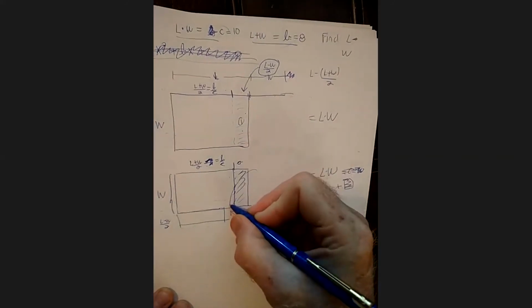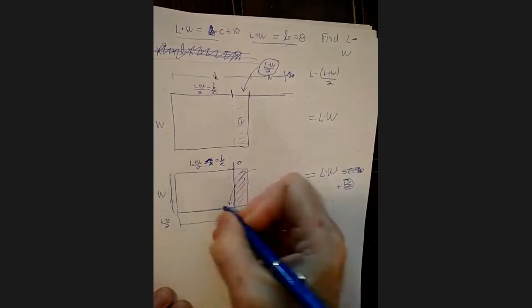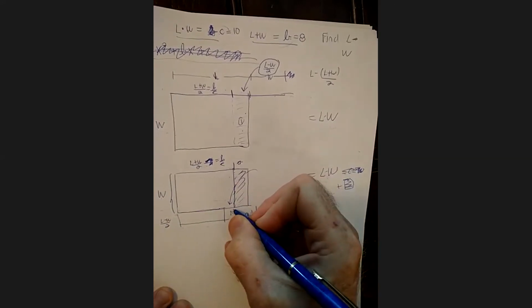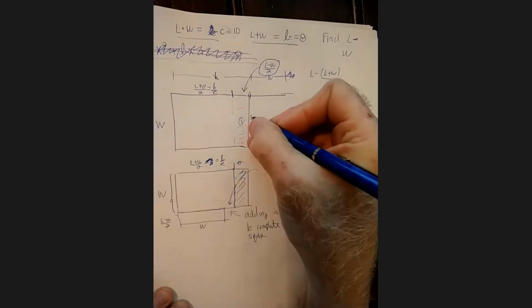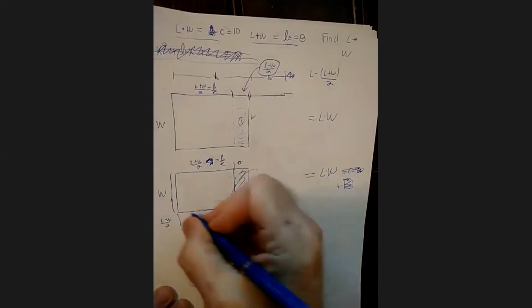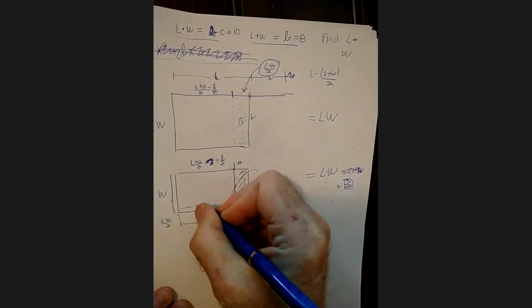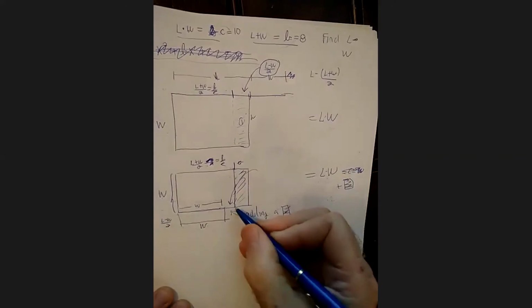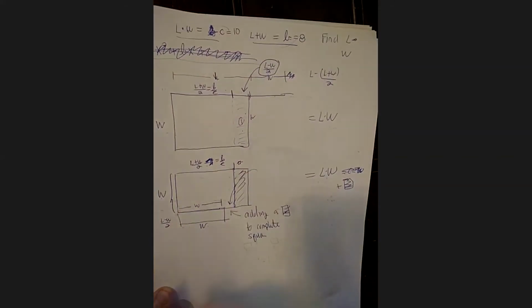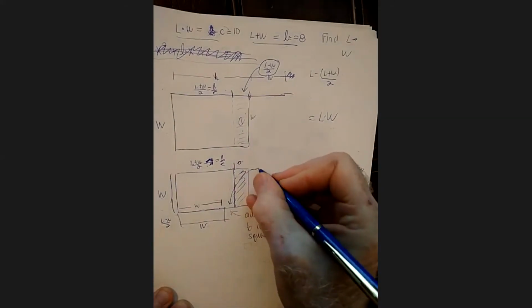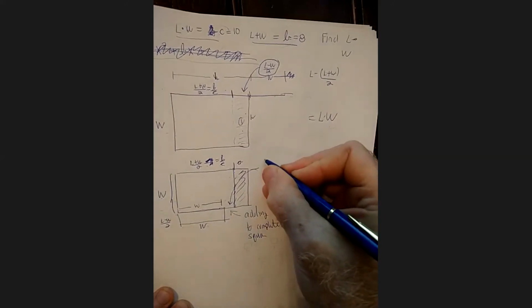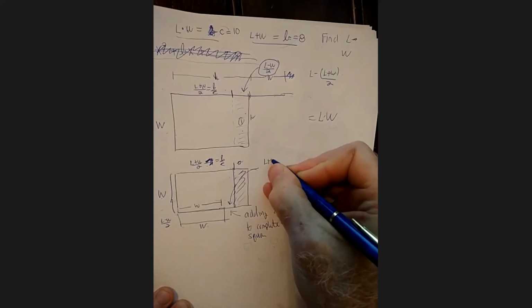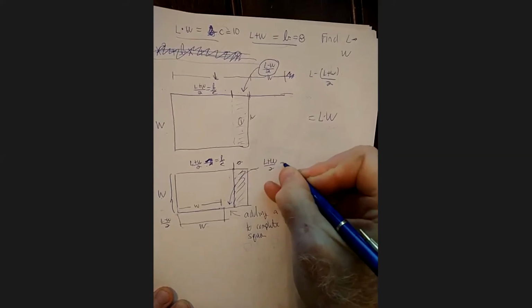Now, what is this equal to? Remember, here to here is width, right? Because this side was width. We put the width here. So we know from here to here is width. From here to here is L plus W over 2. So what's this equal to? That's going to be L plus W over 2 minus W.